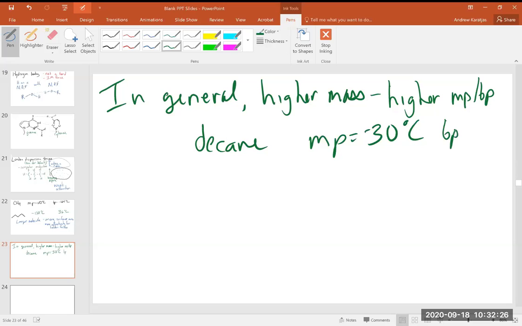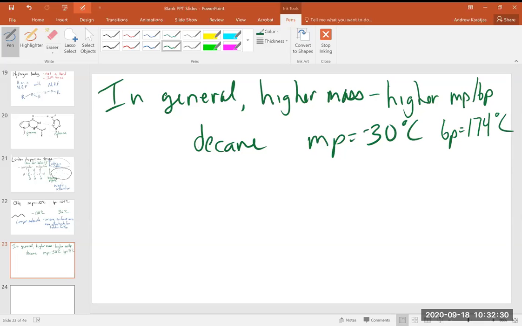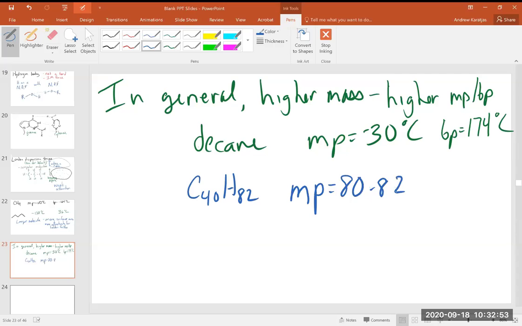And the boiling point is actually much higher than water, 174 degrees. And eventually, if you put enough carbons together, say 40 of them, just in a straight chain, you do eventually get a strong enough interaction that you'll get a hydrocarbon that's actually solid at room temperature.